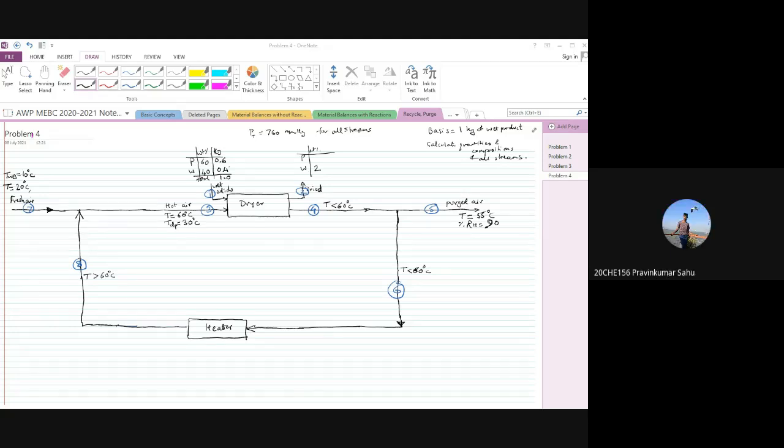Sir, what is the flow rate of the air? Praveen, what are you asking?